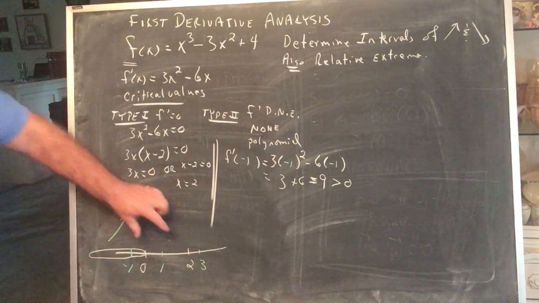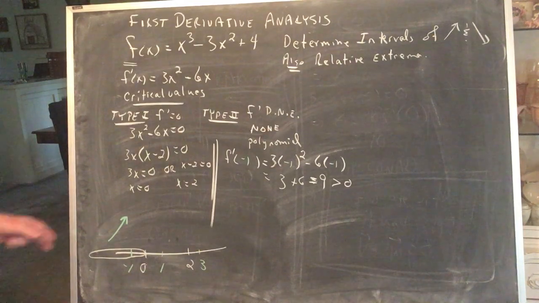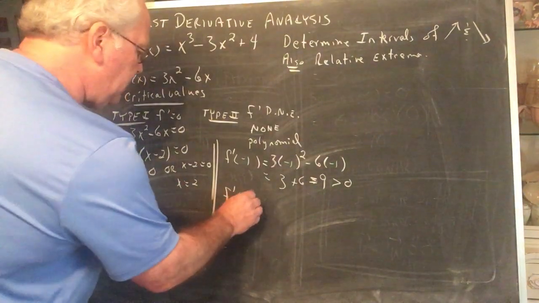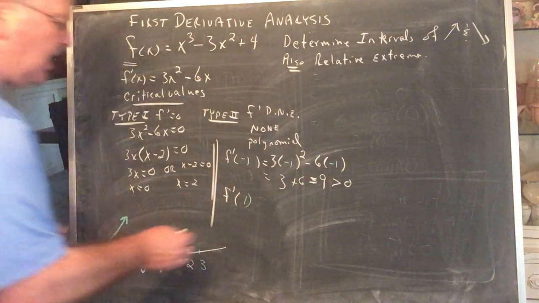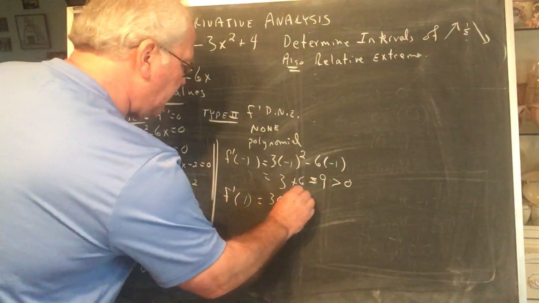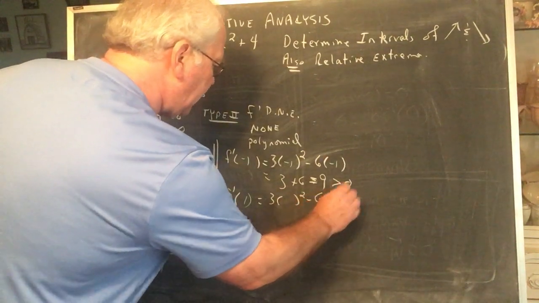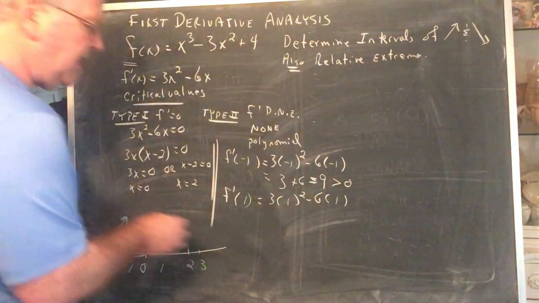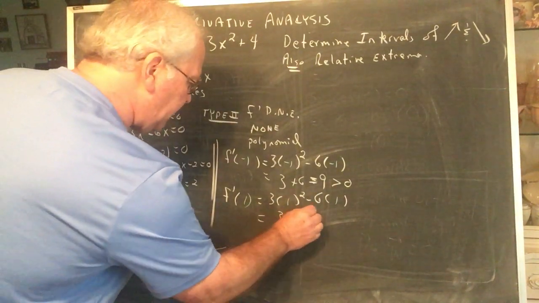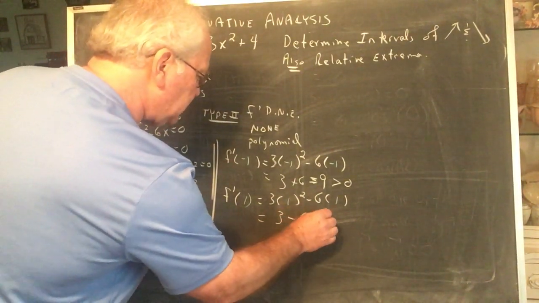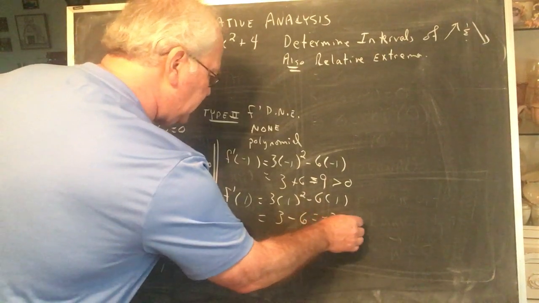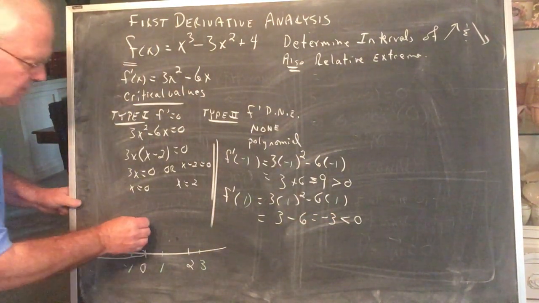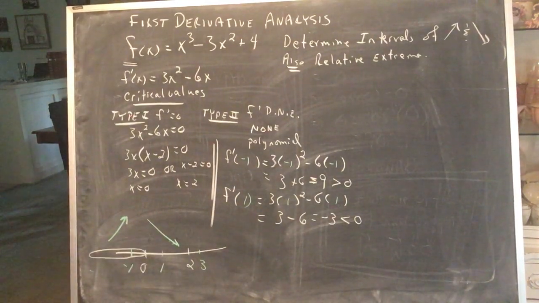And now we have the same song, 2 more stanzas. And so we need the derivative evaluated at 1, the next representative value. 3 times 1 squared minus 6 times 1. That gives us, what do we have? 3 minus 6 is -3. All we're concerned with is the fact that that's less than 0. If the derivative is less than 0, that means the function is decreasing in that interval.